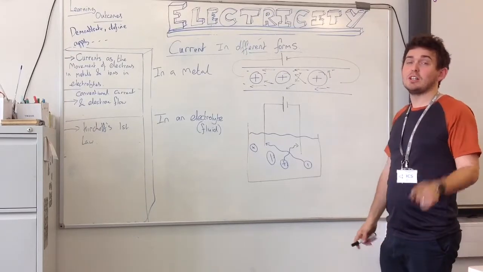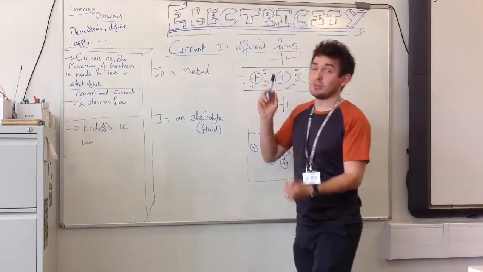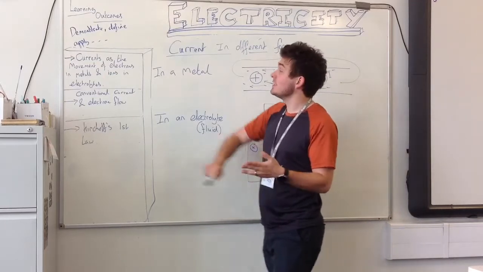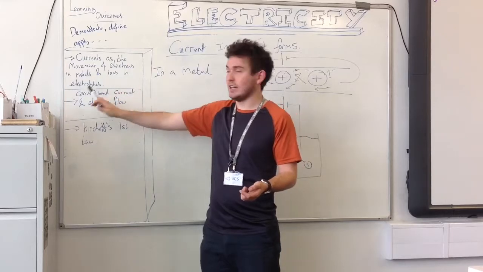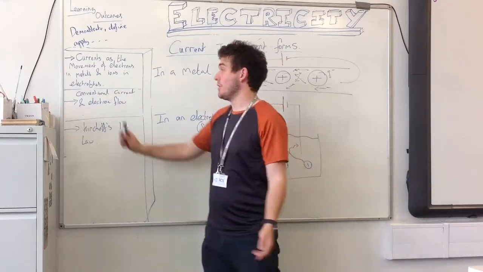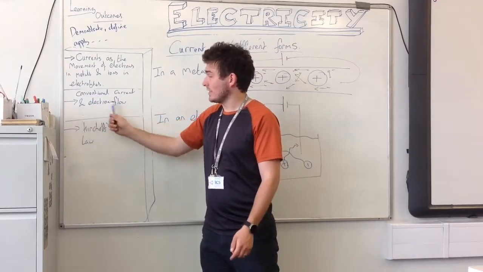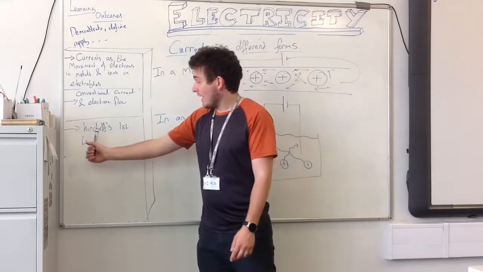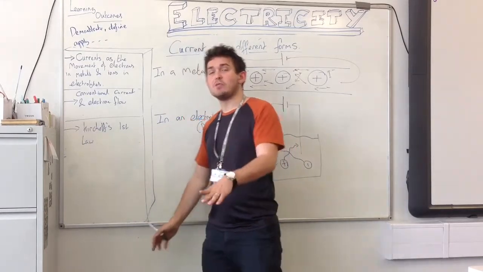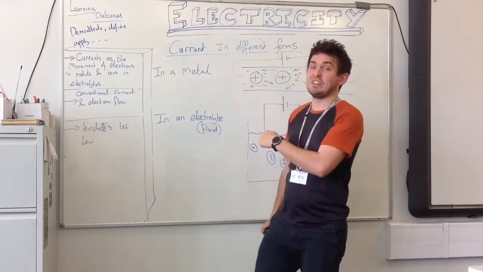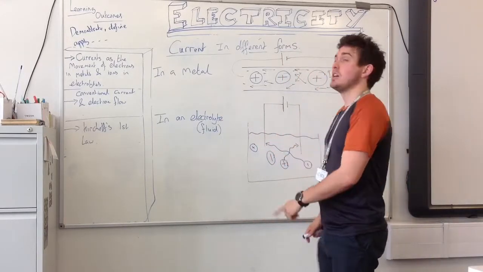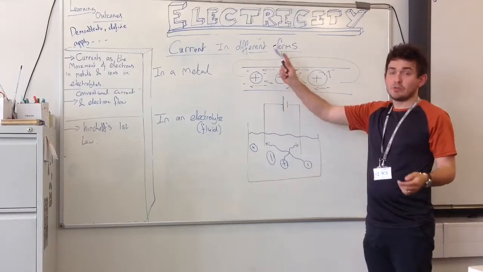So if we look at our learning outcomes for today, we have to be able to demonstrate, define and apply current as the movement of electrons in metal and ions in electrolytes. We're going to talk about that almost straight away. Conventional current and electron flow and their differences. And Kirchhoff's first law. Now, we made reference to Kirchhoff last lesson, but we're going to talk about it in detail now. But first, current in different forms.